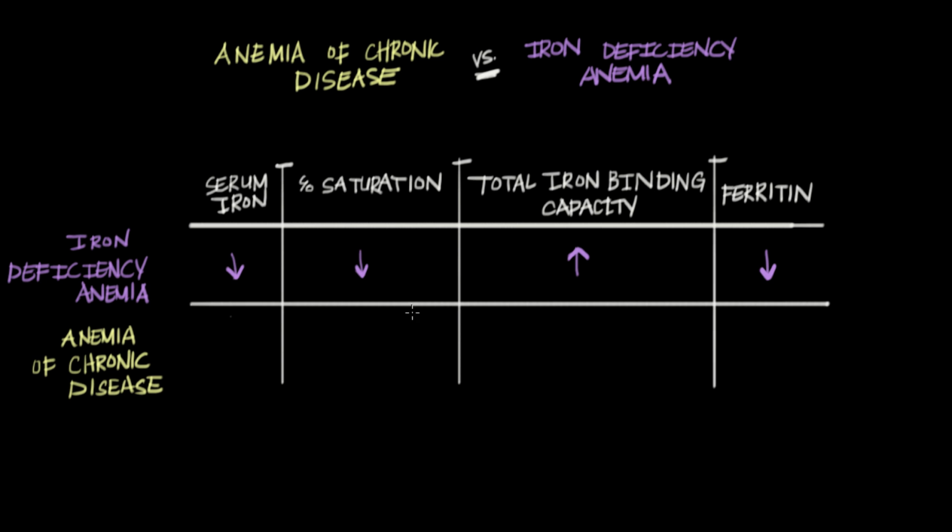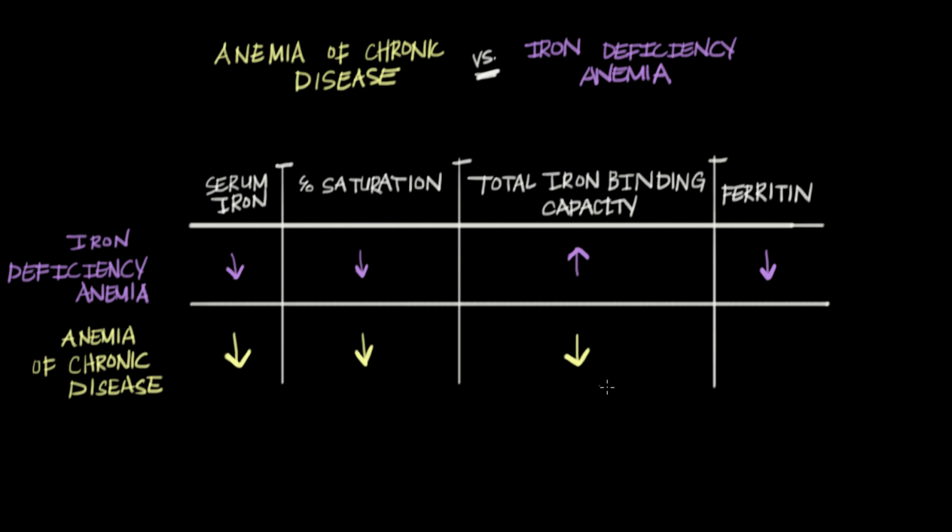Okay, so you'd expect that the serum iron in anemia of chronic disease would be decreased. That's exactly what the body's trying to accomplish. It wants very little iron present in the blood. The percent saturation, which is again the percentage of transferrin binding sites that are actually filled up with iron, would also be decreased. The total iron binding capacity, or the amount of transferrin that's in the blood in anemia of chronic disease, is decreased. And again, this makes sense.